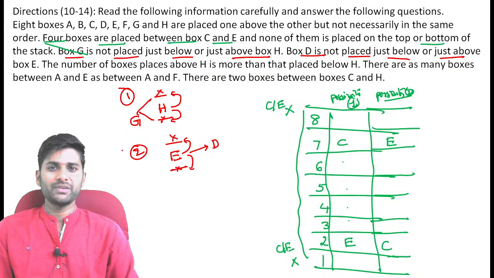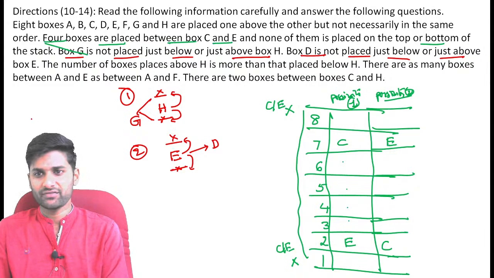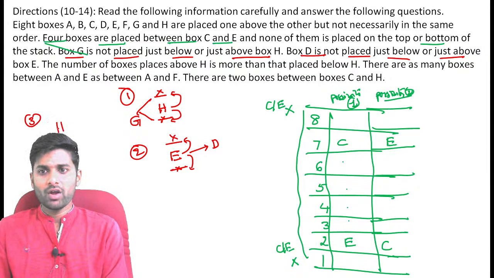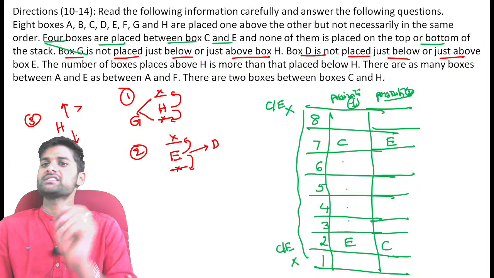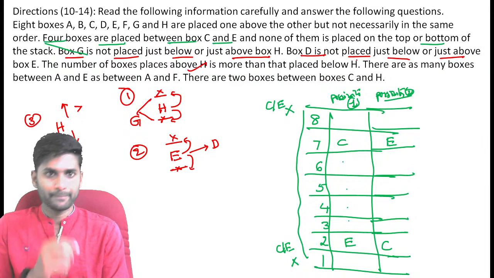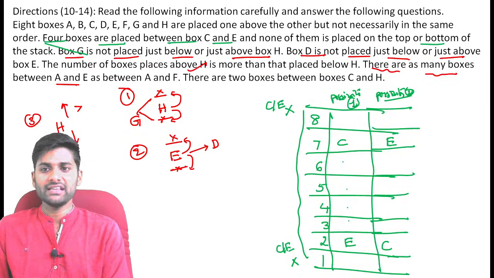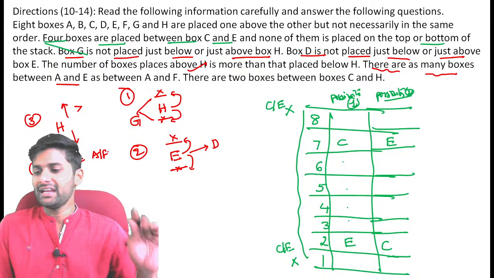The number of boxes above H is more than the number placed below H. What is the meaning of the third statement? See, the number of boxes above H is always greater than below H. That is the meaning, guys. There are as many boxes between A and E. So take it as a fourth point here: the number of boxes between A and E is exactly equal to the number of boxes between A and F.